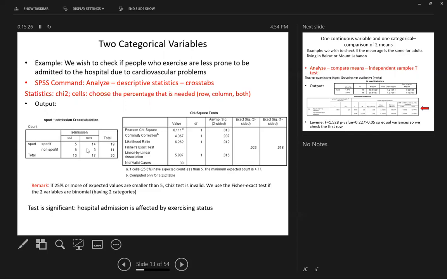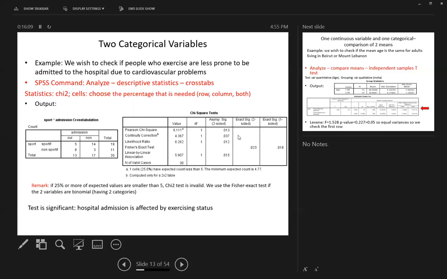So 5 out of 19 and 8 out of 11. If I ask SPSS to provide me with the percentage, I always ask for the percentage in the direction of my independent variable, my exposure variable. This being said, what I want to look at is whether this association is significant at the bivariate level. So the computer would ask for a chi-square test. You look at the Pearson chi-square, 6.111, and the p-value is 0.013. And this means that the association between the two is statistically significant.